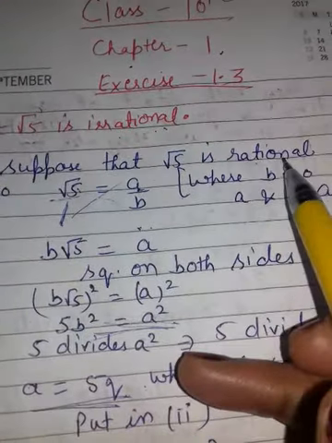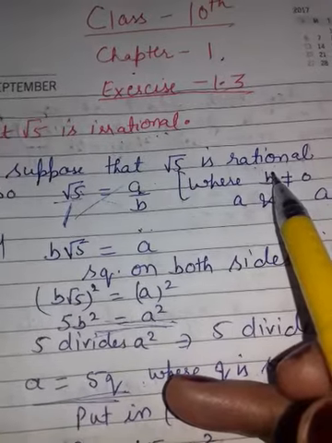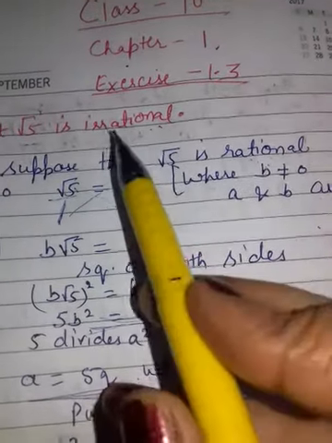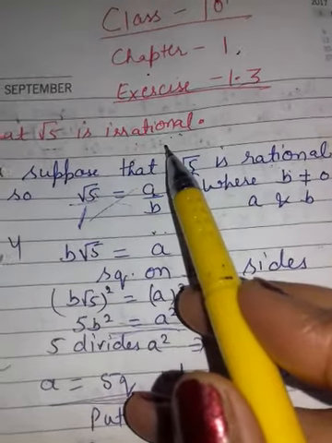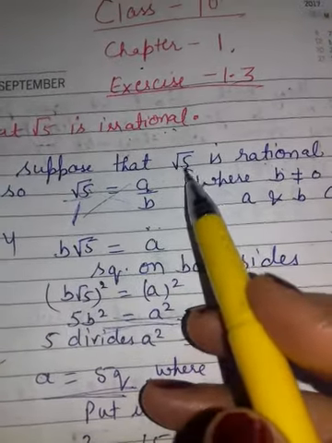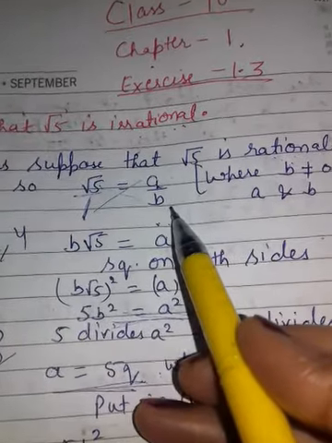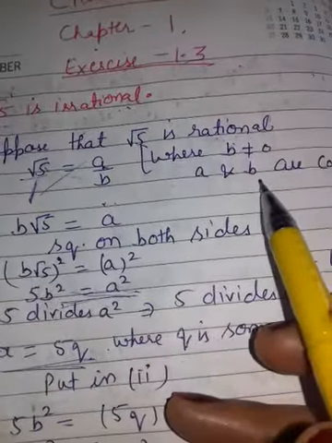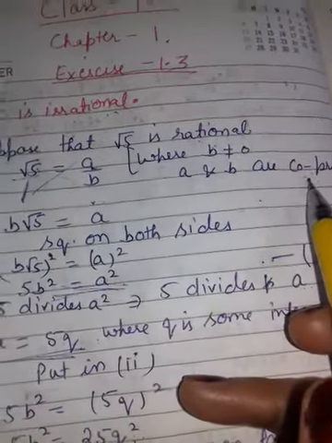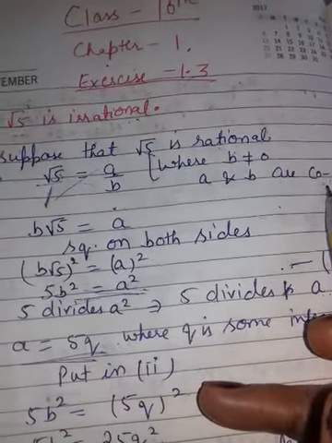Suppose it is rational. You know a rational number is that which can be written in the form of p upon q, whereas an irrational number cannot be written in the form of p upon q. But now we have taken it is rational, so we have taken it a upon b, where b is not equal to 0. a and b are co-prime. Co-prime numbers are those which have only 1 as a common factor.